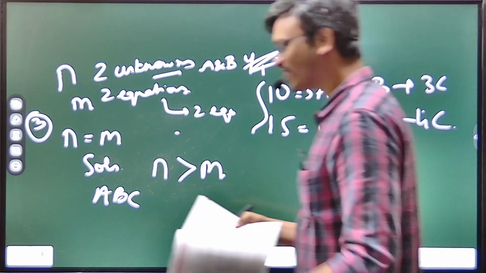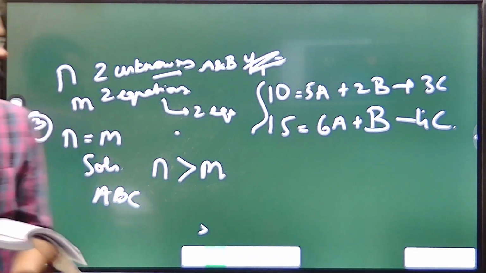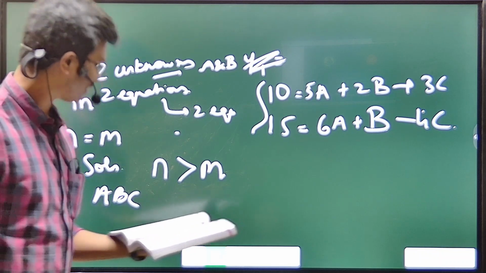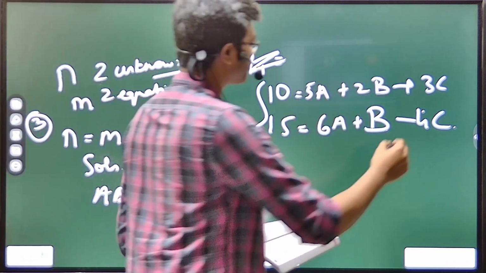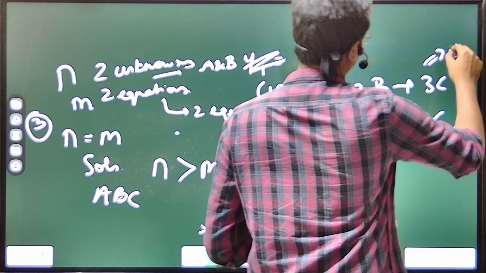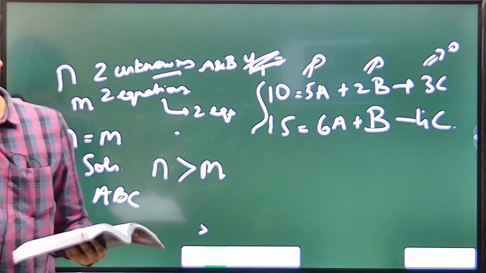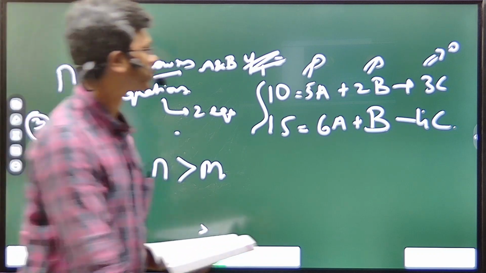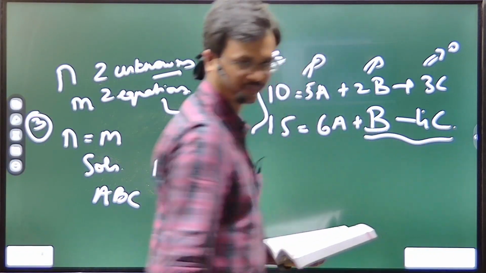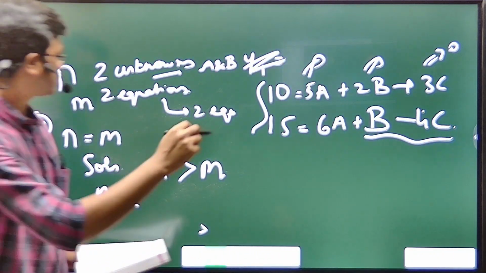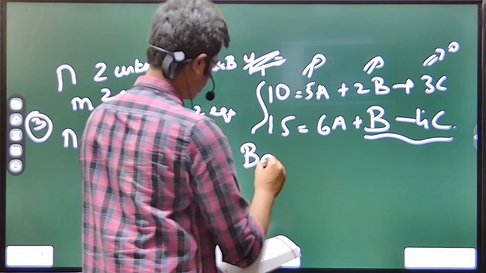So in this case, what we do for a basic solution is, we assume c equal to 0, or b equal to 0, or a equal to 0. Any one variable, you give it a 0 and then you try solving for the other two. So this is called basic solution.